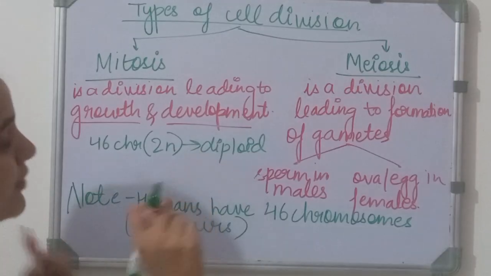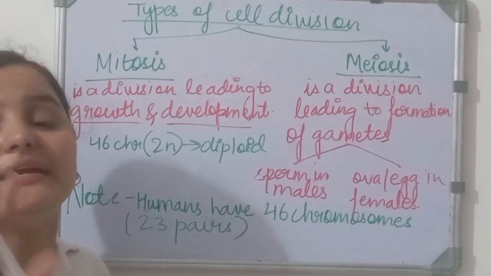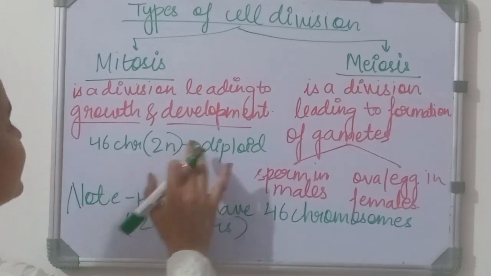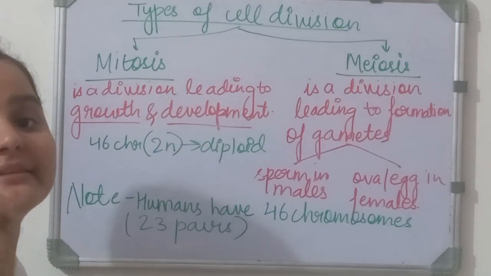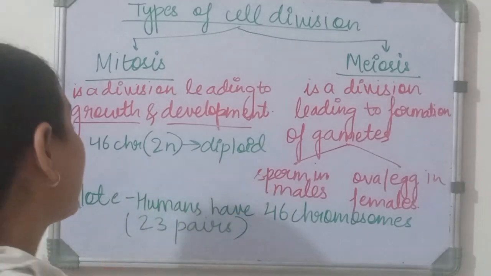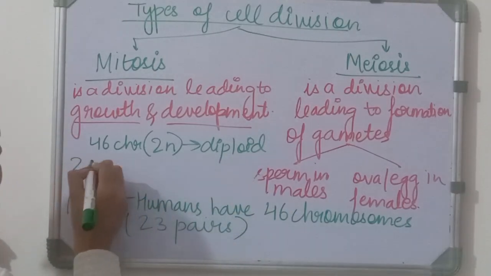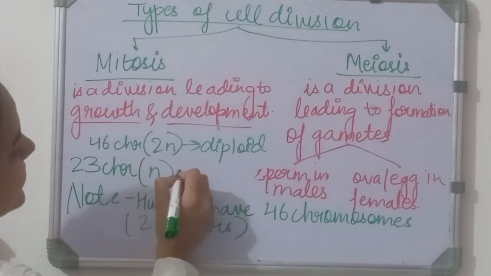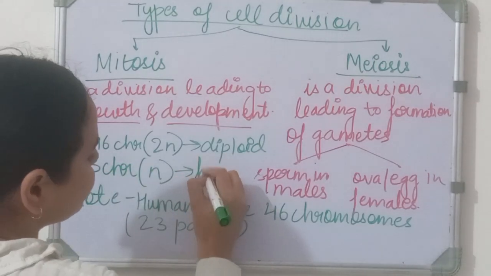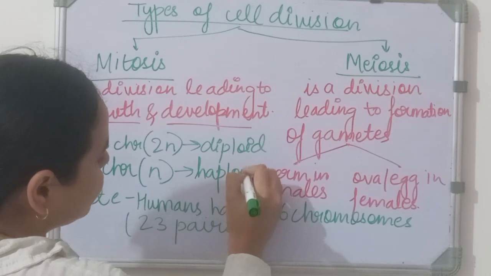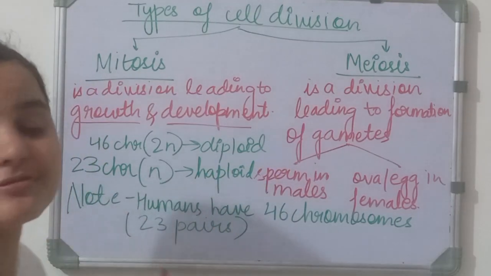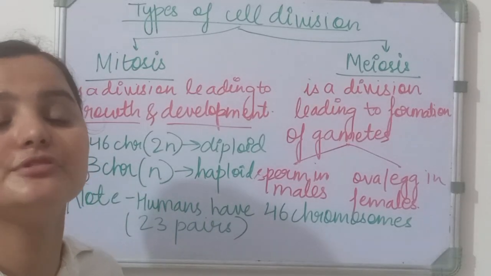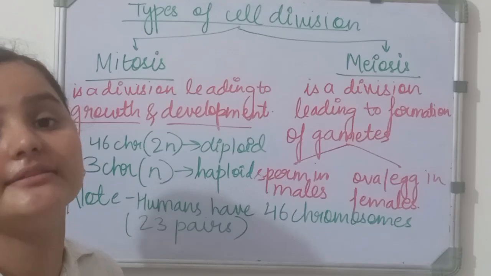Okay, diploid means having two complete sets of chromosomes, meaning 23 and 23, total 46 chromosomes or 23 pairs of chromosomes, while haploid means having just 23 chromosomes. Here it means n number of chromosomes, and this condition is called haploid. Haploid means having half a set of chromosomes, meaning only 23. Don't confuse 23 pairs with 23 chromosomes.